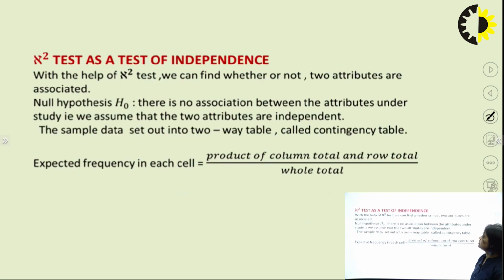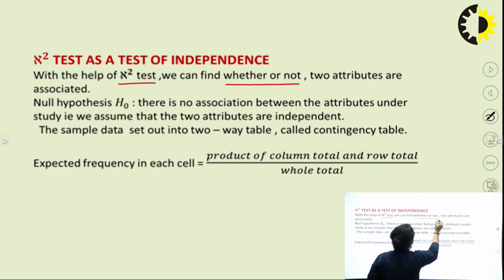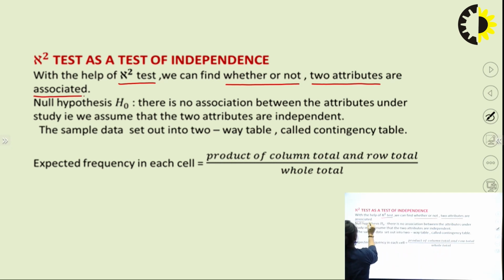Now chi-square as a test of independence. With the help of chi-square, we can find whether or not two attributes are associated. For example, we are taking the variance or the mean. These are the attributes of the distribution. So whether the attributes of two particular data sets we are taking are related or not, we can find that.